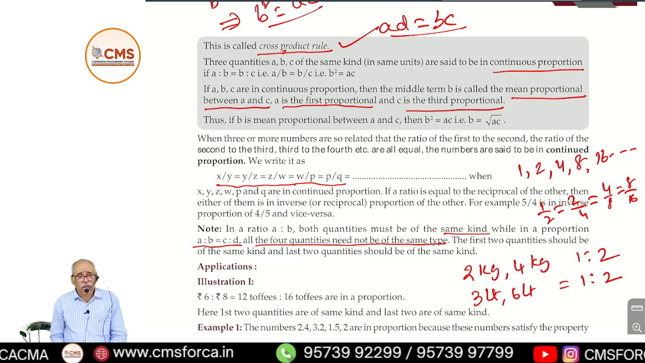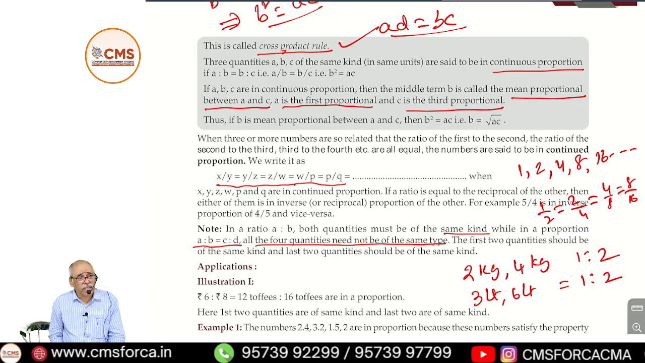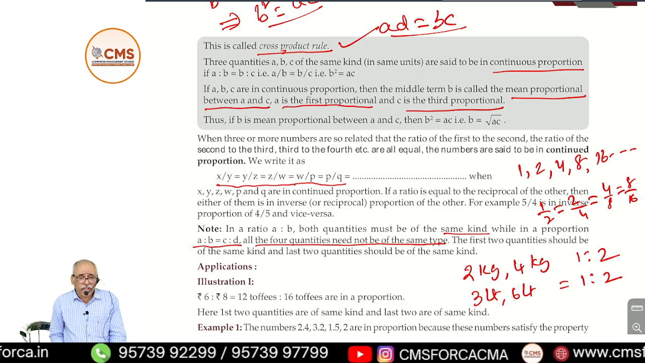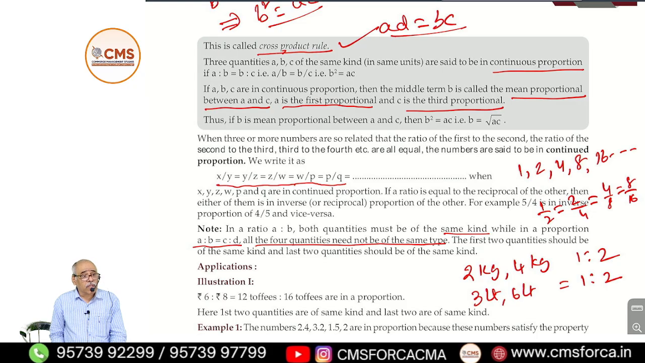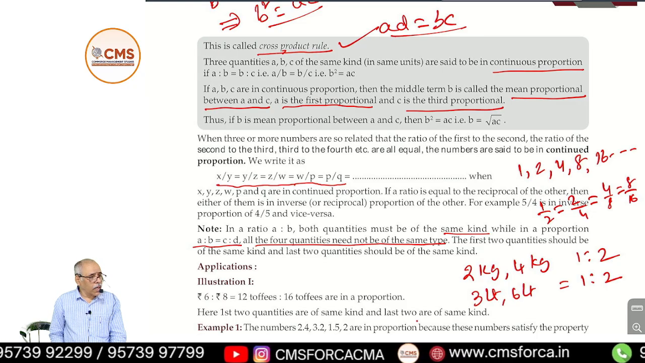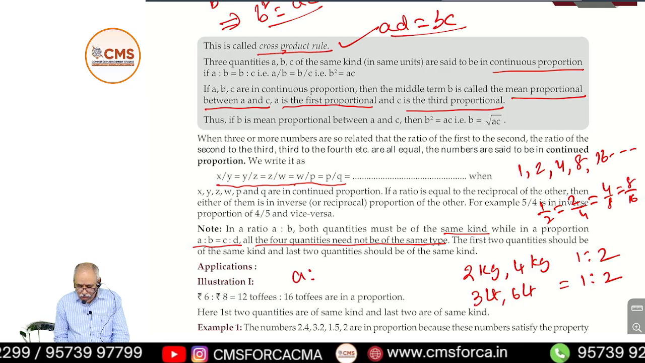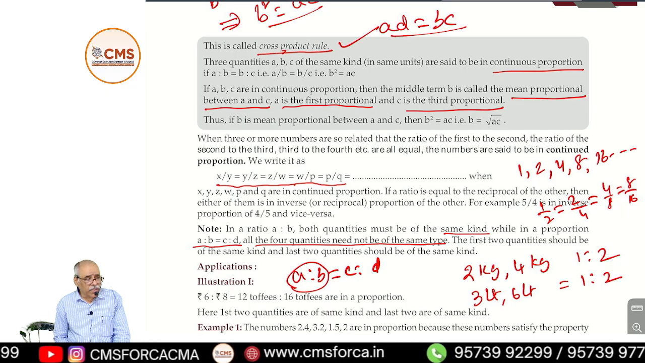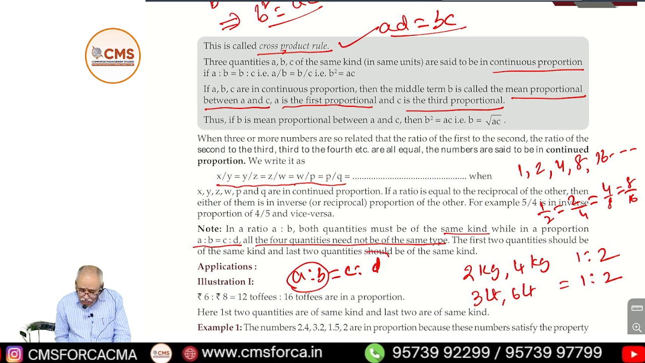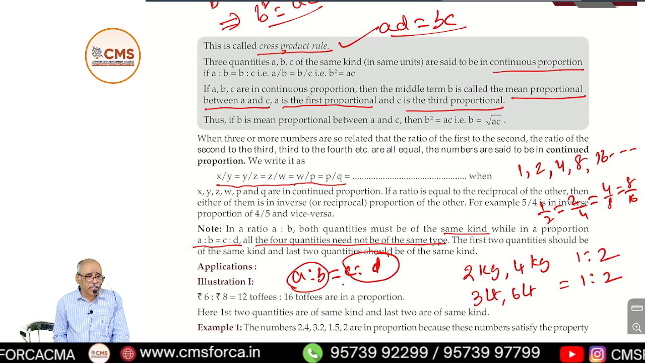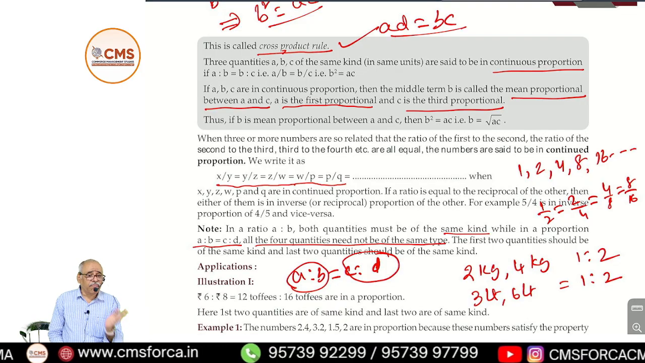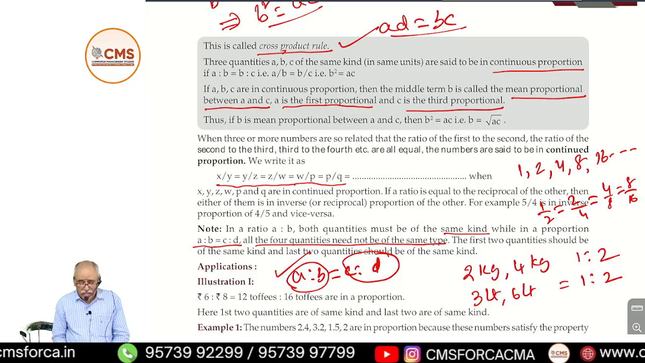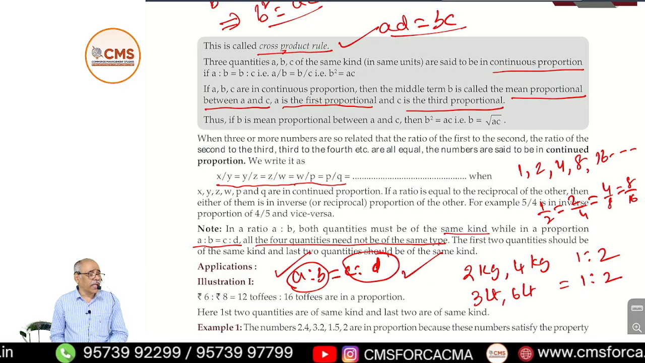So in proportion, what is the condition now? I'll explain once again. First two terms must be of same kind. Last two terms, C and D are there, no? They must be of same kind. Understood? A is to B is equal to C is to D. In this, A and B must have same units. C and D must have same units. They need not be the same units as in the first one. Here in my example, in first one I took kgs, in second one I took liters. You can take any one.